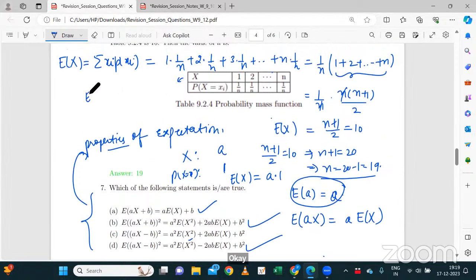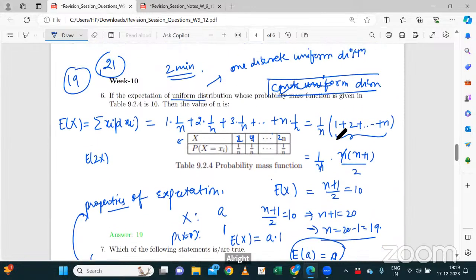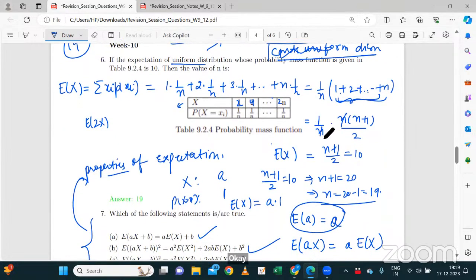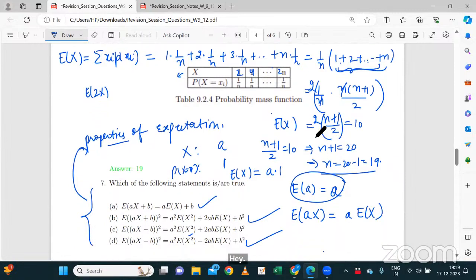Suppose I'm talking about expectation of 2X. That means you have to add 2, 4, up to 2n, right? If you place all these values here, 2 plus 4 plus up to 2n, you can simply see I will take 2 outside, right? At the end, it will be 2 into (n plus 1) by 2. What is this now? This is nothing but 2 into expectation of X, right?